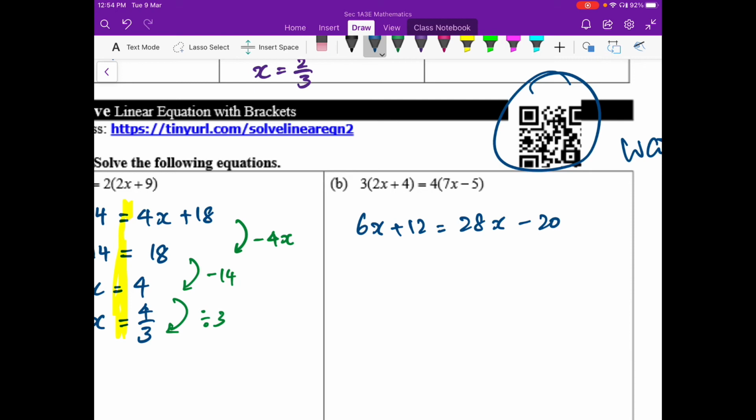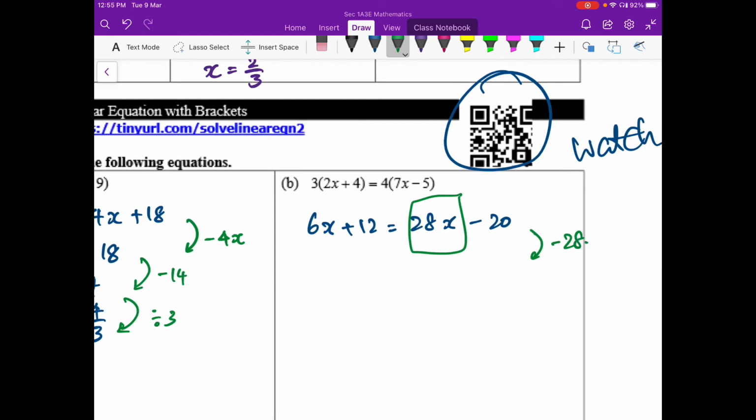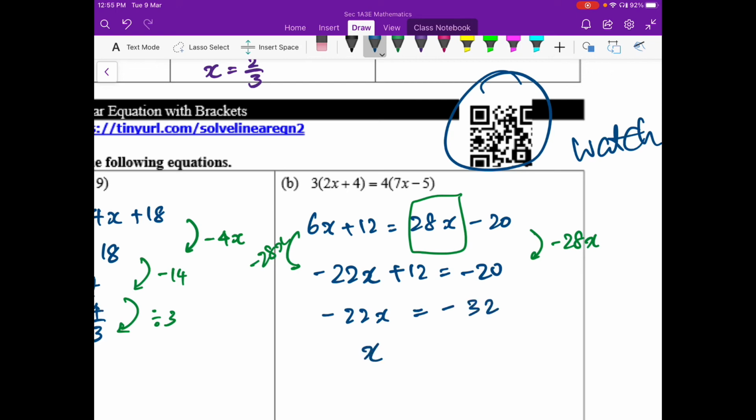So, do you want to put the x only on the left hand side, or is it okay for the x to be on the right hand side? Your choice. What do you prefer? Left hand side? If we keep the x on the left hand side, that means I need to remove this 28x. How do I remove the 28x? What must I do to remove 28x? Minus 28x. Okay, so minus 28x, leaving me with 6 minus 28, that is negative 22x, then plus 12 equals negative 20. Now at this point I need to remove the 12. Minus 12 on both sides, so negative 22x equals negative 32. And therefore x equals 32 over 22, which is 16 over 11.